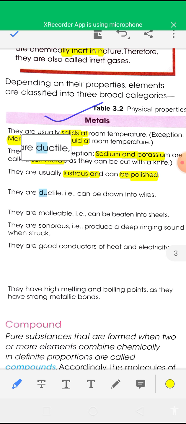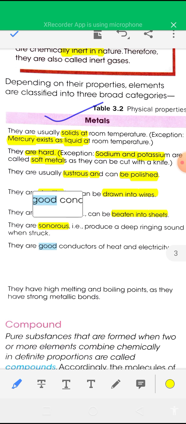Metals are ductile, that is they can be drawn into wires. Metals are malleable, that is they can be beaten into thin sheets. And metals are sonorous, that is they produce a deep ringing sound when struck.